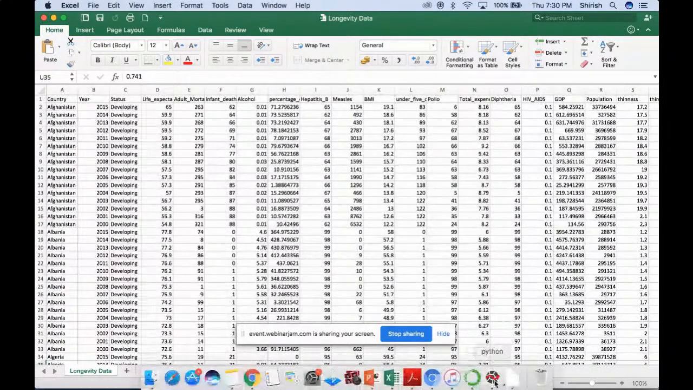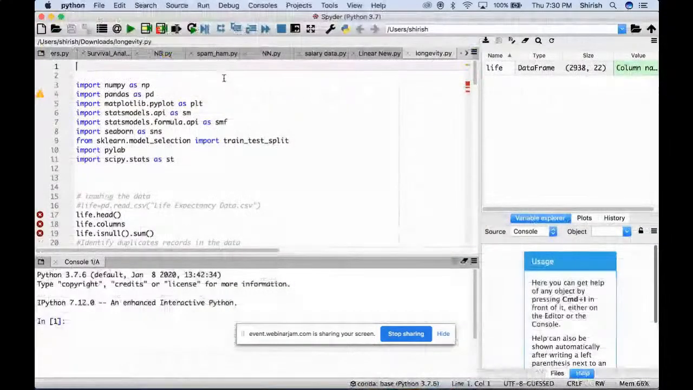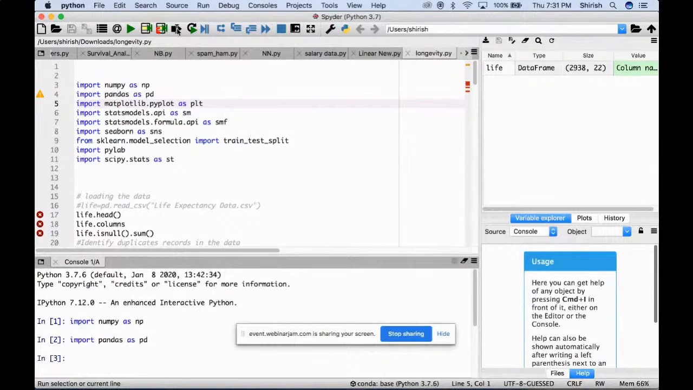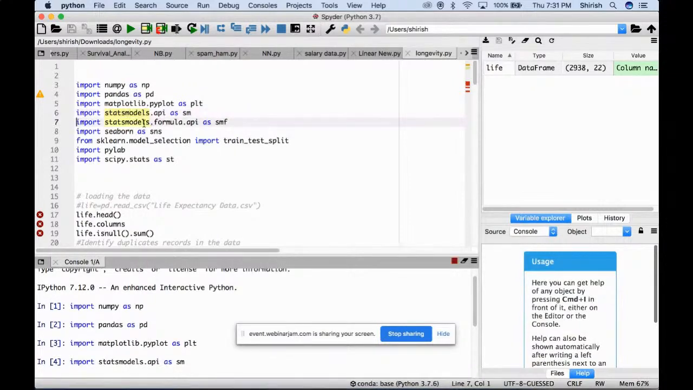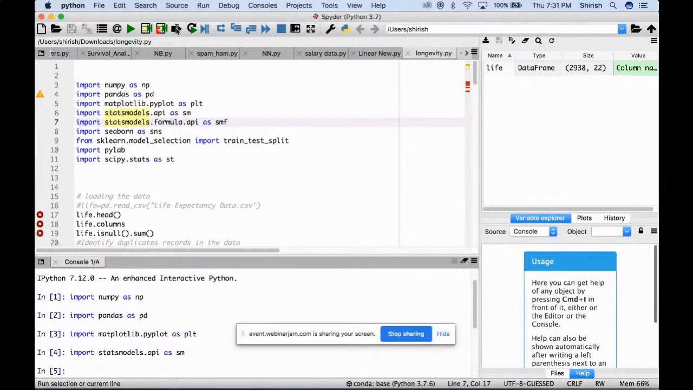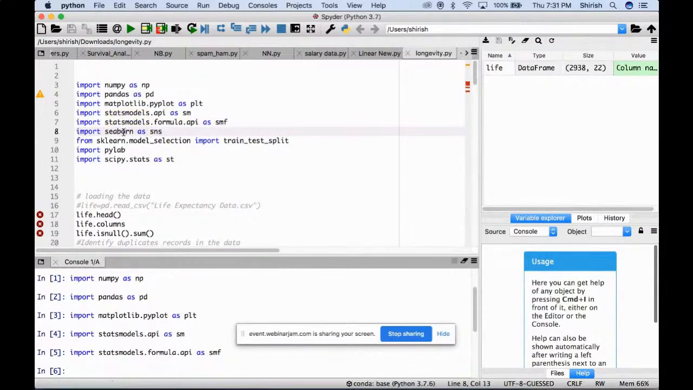Now, when I try to build any linear model, I want the NumPy package. I want pandas to work with the data set to do normal calculations. For observing any type of plots, I want the matplotlib package. We need statsmodels.api to do ordinary least squares, that is OLS, regression. For advanced visualizations, we need the Seaborn package. And to train and test the data, we need this.